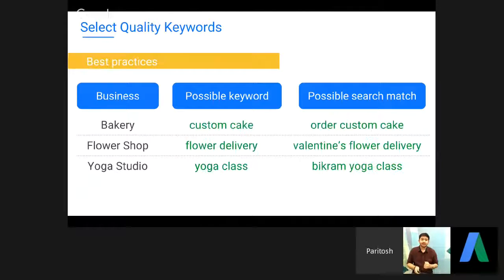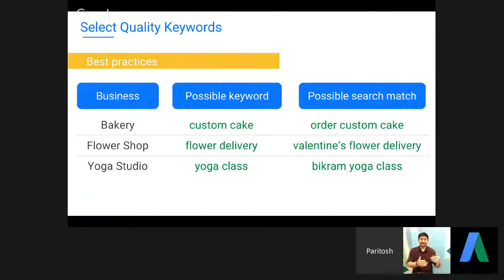That's where you need to come in with quality keywords. So in the previous slide, if you looked, we had keywords which are a little generic and could have triggered ads or queries which are not really relevant for us. If you look at the best practices here right now, you will see that if you're a bakery, having a keyword like custom cake is more probable to get you a relevant query in Google. Similarly, if you're a flower shop, having a keyword like flower delivery will get you the relevant clicks and impressions as well. Perfect.